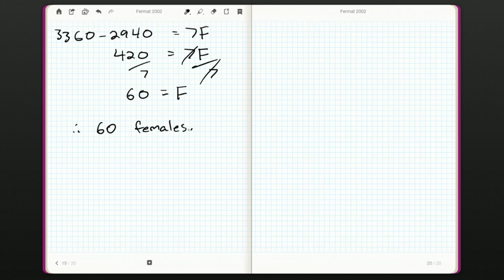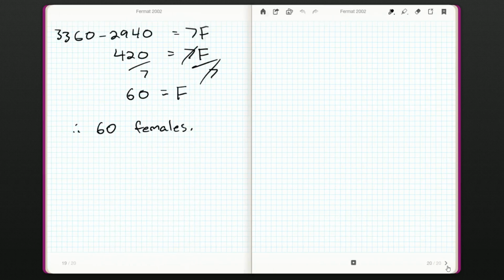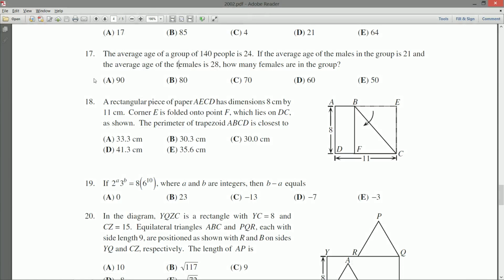And if we wanted to, we could double check. If we have 60 females, we're going to have 80 males. And we could go back and make sure that we actually get the right averages and everything like that. I'm not going to take that step right there, but it's something you guys can do if you want to double check. And I do encourage you, if you have the time, to double check. But that does it for question number 17. We just need to circle the right answer. I hope 60 is in here. And there it is. It's D.